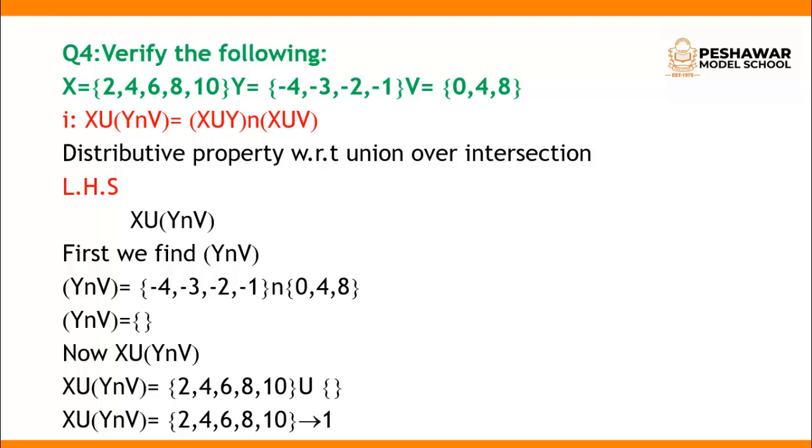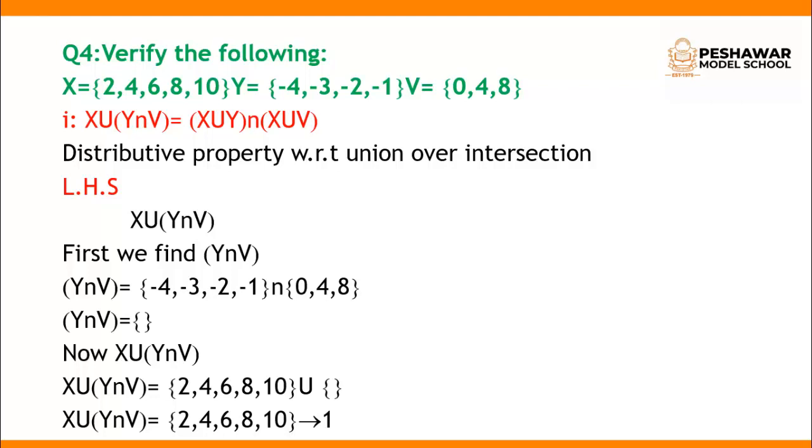In this question you have to see that it is the distributive property with respect to union over intersection. I say it is the distributive property because there are three terms and two different operations, that is union and intersection. Union is written first, that's why it is the distributive property with respect to union over intersection. Now again in this question there are two sides, left hand side and right hand side.